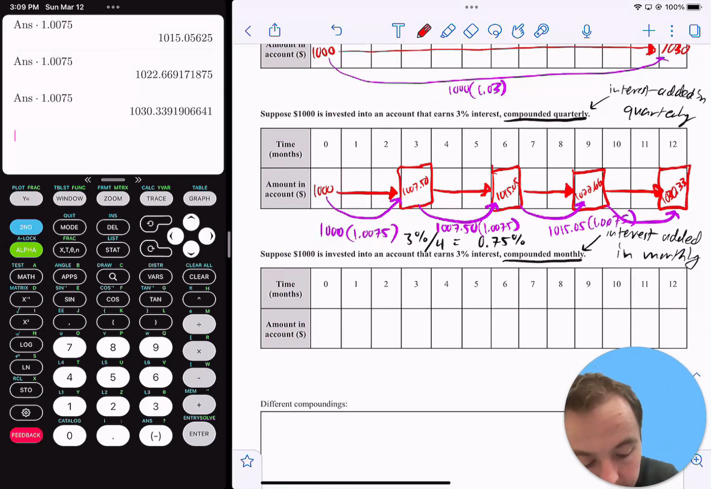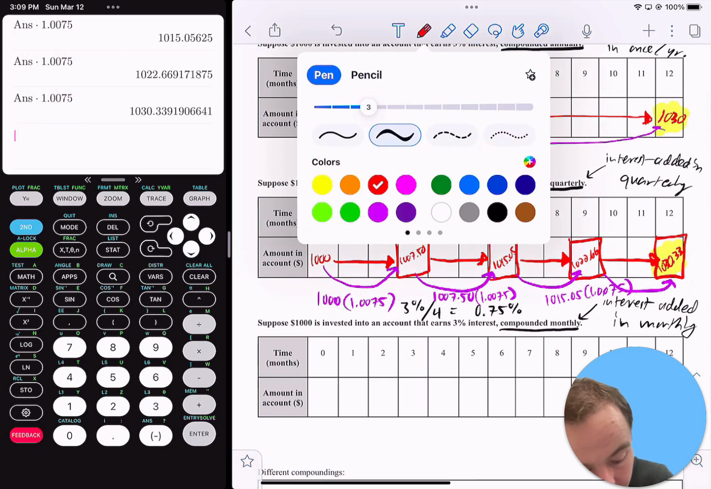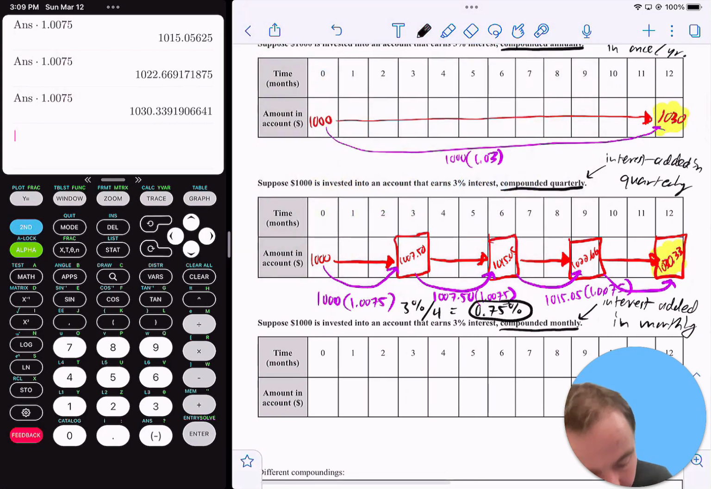All right, so what you should realize here is that the ending balance there and the ending balance there are different from one another. Even though we earned a smaller rate of interest, 0.75% each time, because of the compounding we actually ended up with a little bit more money when it compounded more frequently, when it compounded quarterly, than if it just compounded directly at 3%.